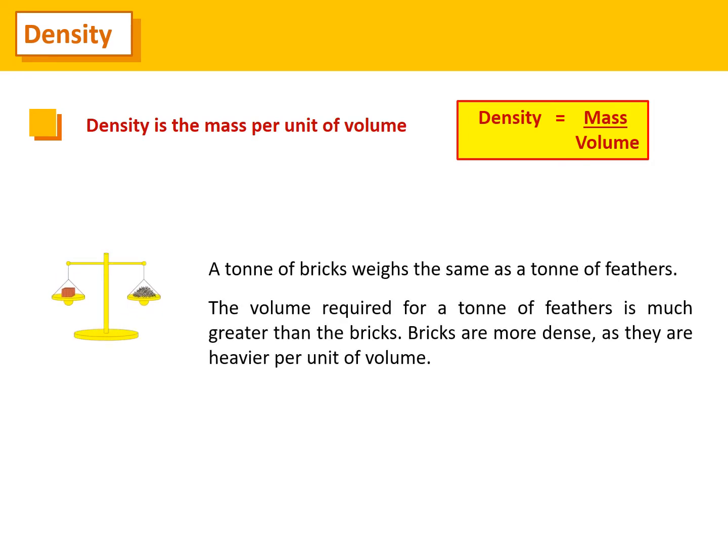So then, which is heavier, a ton of bricks or a ton of feathers? Well, the mass of a ton of bricks and a ton of feathers is exactly the same. It's just that the volume for your ton of feathers will be much greater than the volume for your ton of bricks. And that's because bricks are much more dense than feathers. They are heavier per unit of volume.